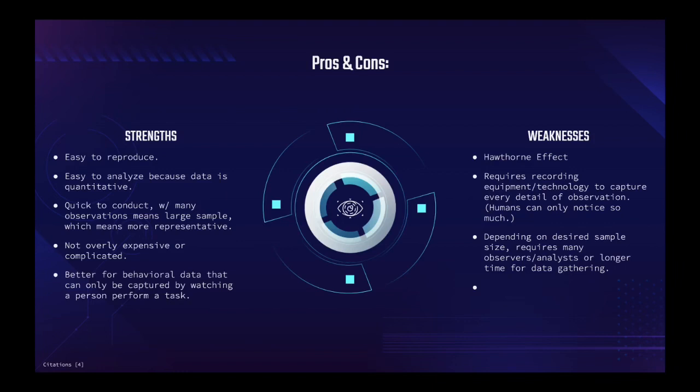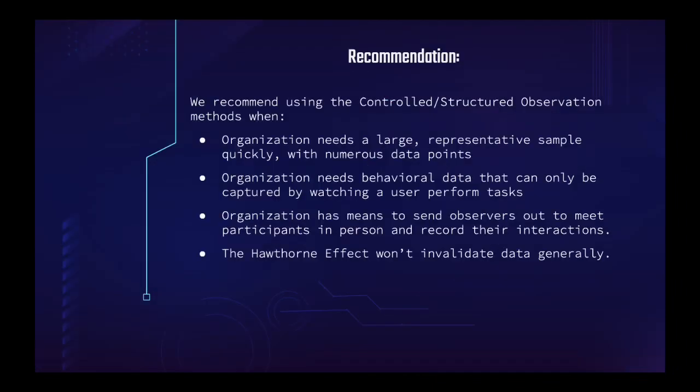And depending on the desired sample size, it may require observers, analysts, or longer time to gather the data that is being needed. We recommend using controlled observation when you need lots of data from many people quickly, when you need behavioral data that can only be captured by watching a user use the system, when you have the means to observe a representative group of participants, and as long as the Hawthorne effect will not invalidate your data.